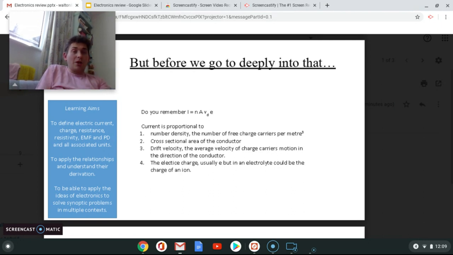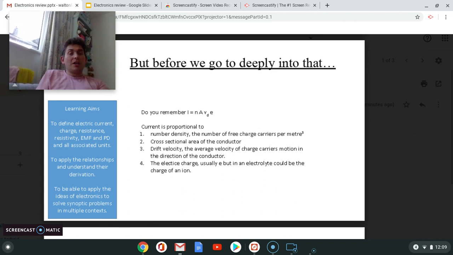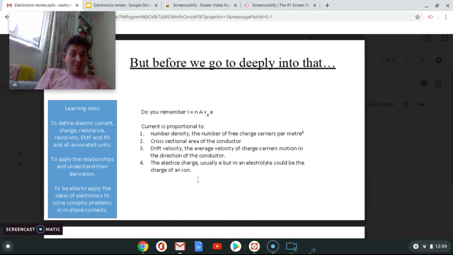It's actually really slow if you remember. It's like 10 to the minus 5 meters per second. Pretty slow. Number 4 is q, the electric charge, which I have spelt wrong there. That's hilarious. The electric charge is usually e, but in an electrolyte, it could be the charge from an ion, but to be fair, you'd never do that.